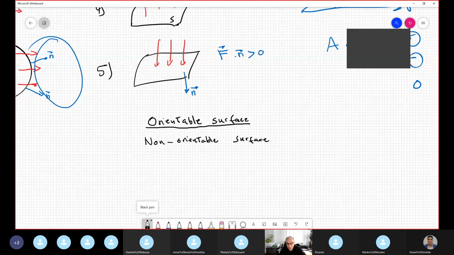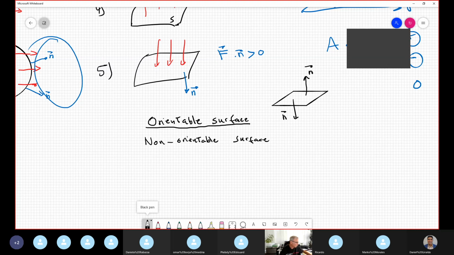What does orientable mean? You have two faces, so you can define one unit vector, or normal vector, sorry, in this direction. This is the majority, but there are surfaces that are not orientable. There are surfaces that do not have two faces. There are surfaces that have only one face. Do you believe that? Only one face.